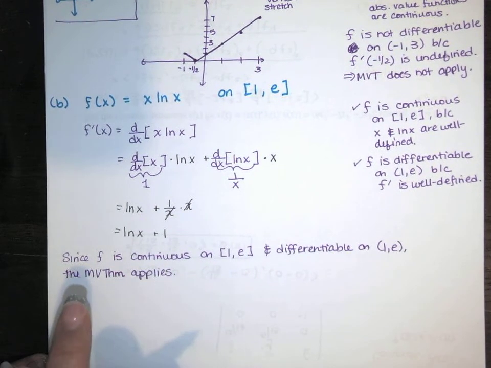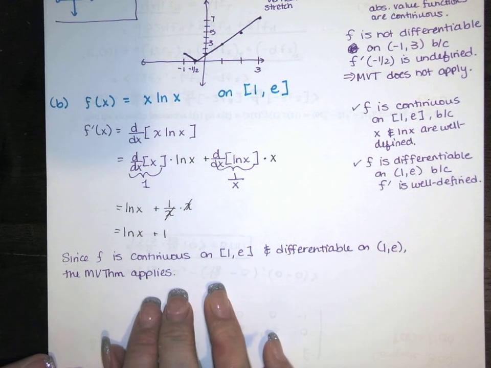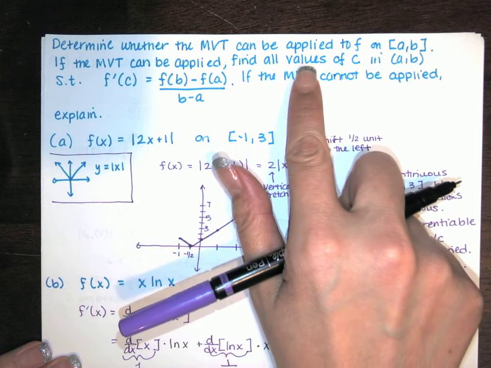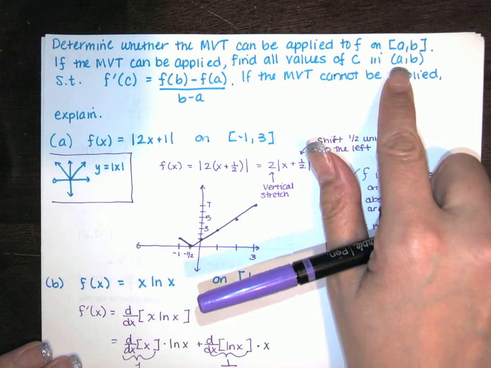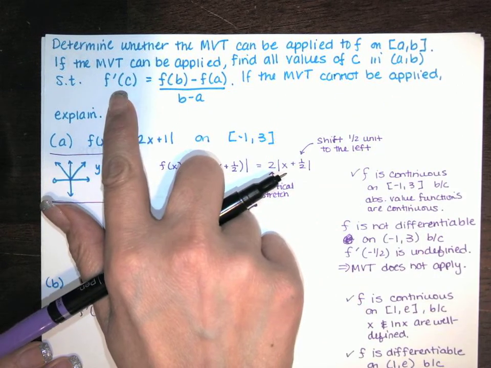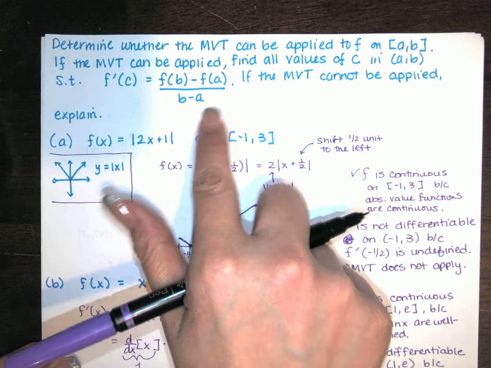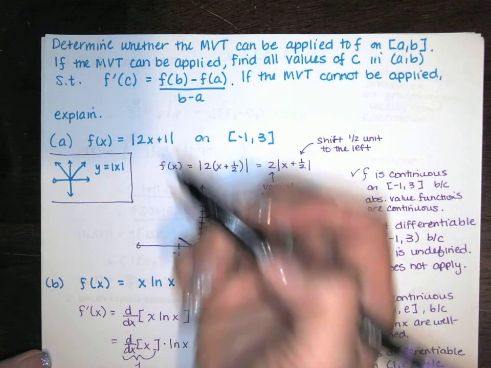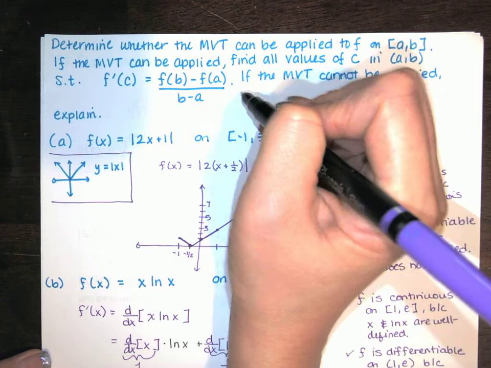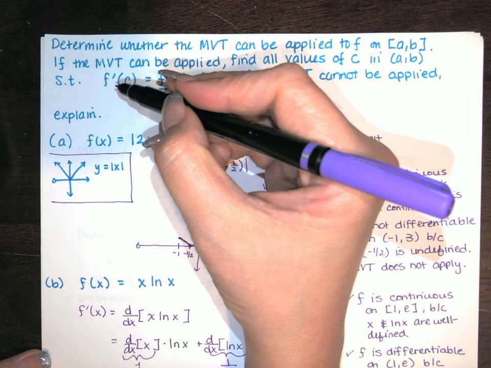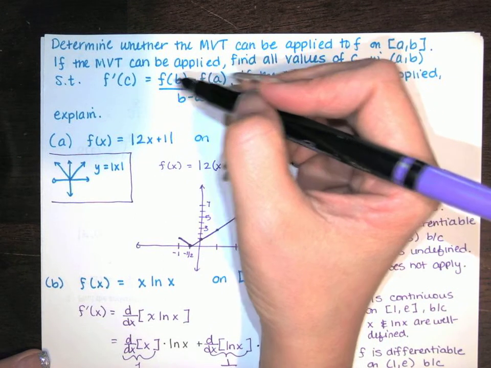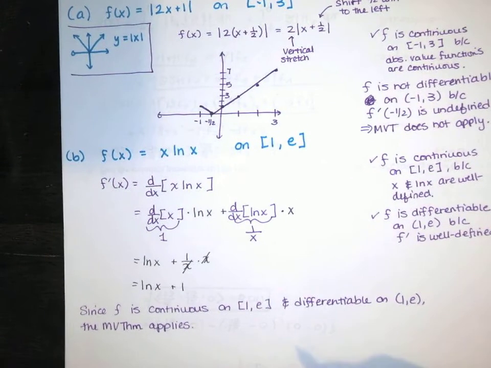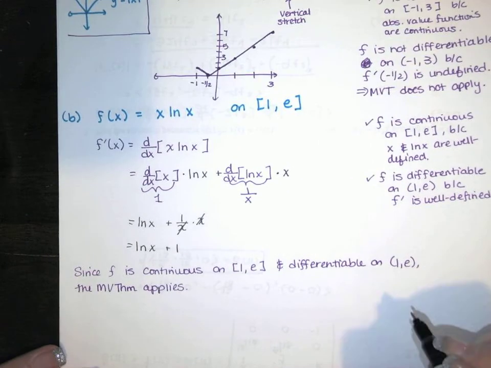And in order to use the mean value theorem, we've got to do two things. It says, if the mean value theorem can be applied, find the values of c in the interval from a to b such that the derivative at c is equal to the average rate of change of the function on the interval. So the first thing I like to do is find the average rate of change. And then I'll take the derivative and I'll set it equal to the average rate of change and then solve for x. Okay, so we know that the mean value theorem applies.